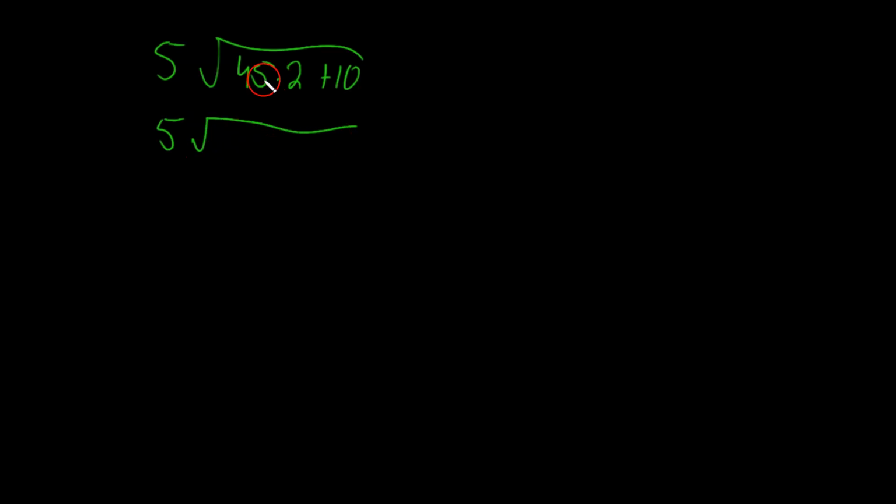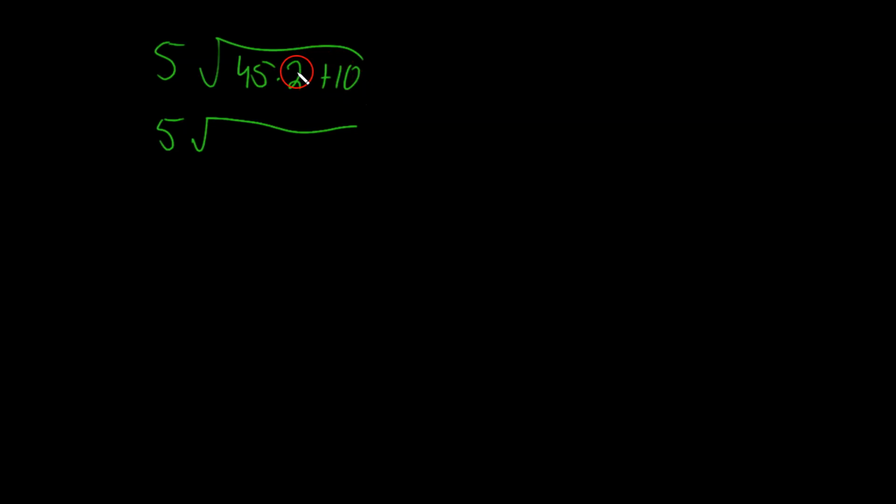Let's do one more example. So we have 5 times the square root of 45 times 2 plus 10. According to the order of operations, we need to take care of everything on the inside first. We need to do everything inside of this square root first. So let's bring the rest down and everything inside of the square root. So we have 45 times 2 plus 10.